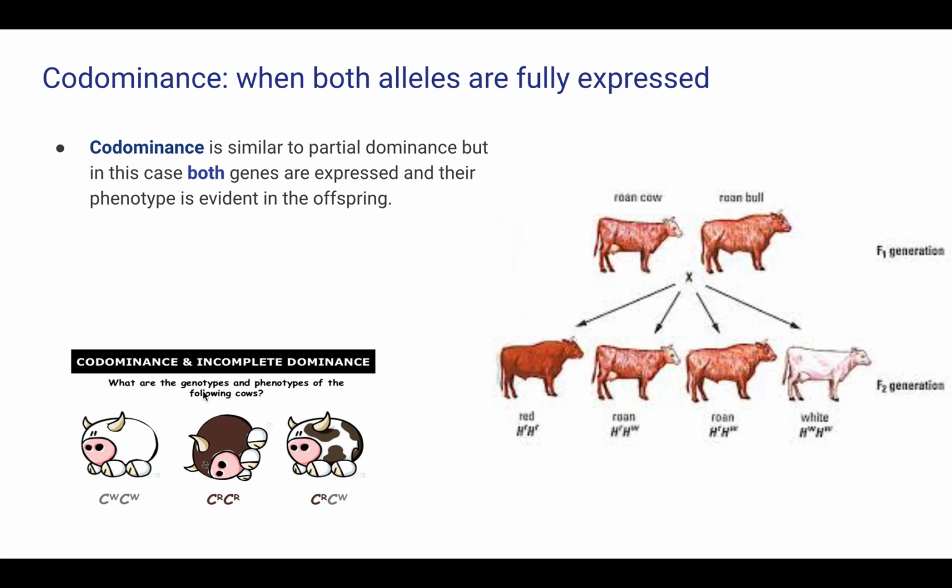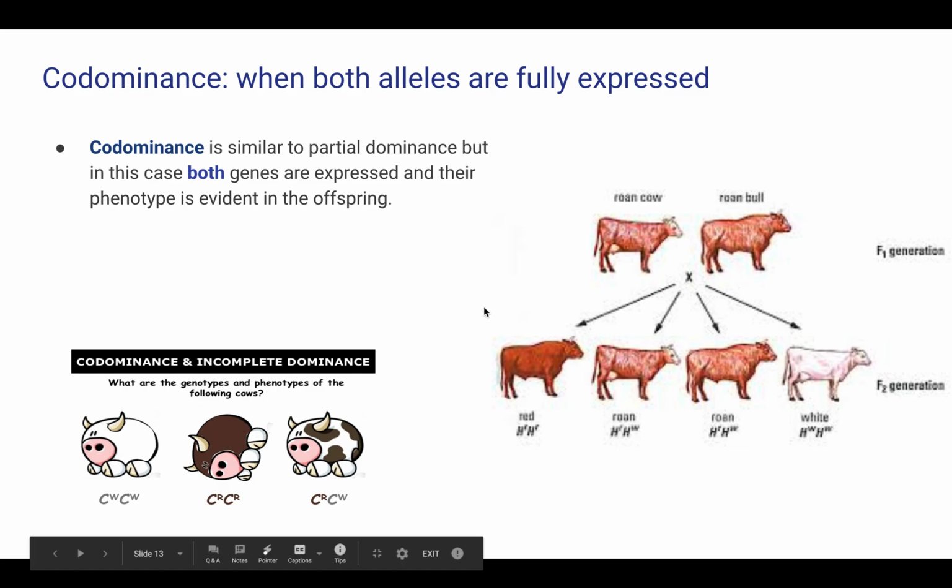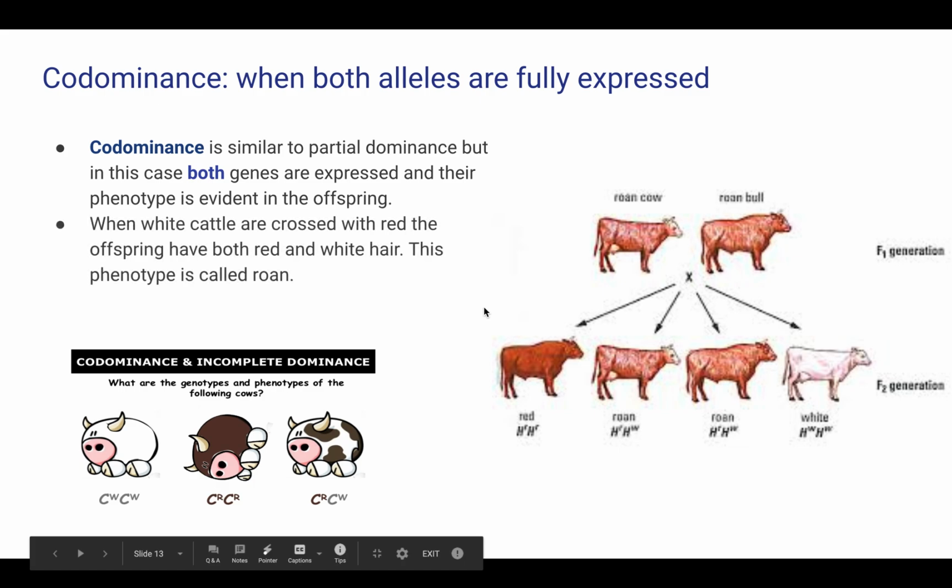All right, so let's say that these are white and red then. You've got a white cow and a red bull, and you end up with the offspring that's red and white splotches. You cross the red and the white ones up here, and you're going to get one red, one white, and two roan, which is a mixture of red and white. And there we go.